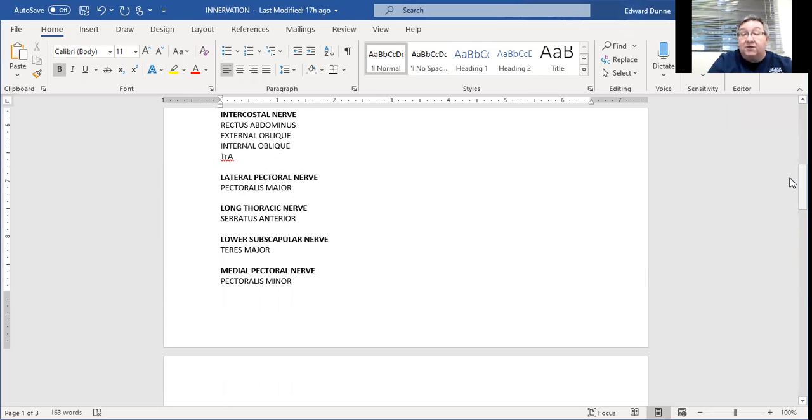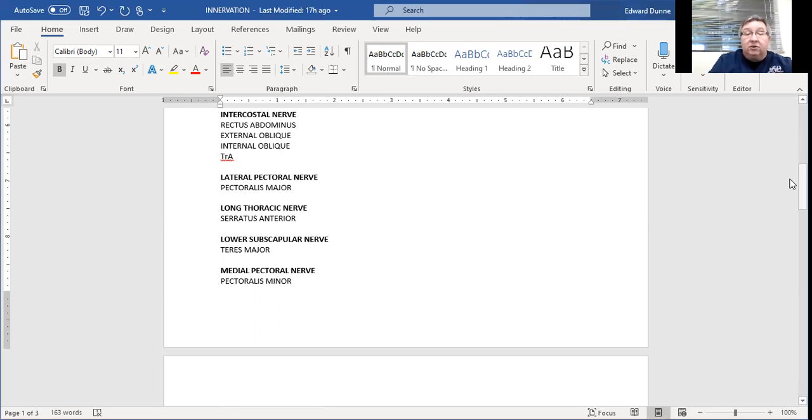The intercostal nerves, again, intercostal means between the ribs, and it kind of makes sense that these muscles are innervated by this type of nerve. The rectus abdominis, which is above the ribs and does have an attachment point on the ribs. The internal and external oblique.